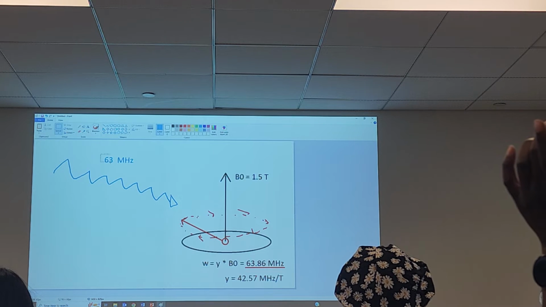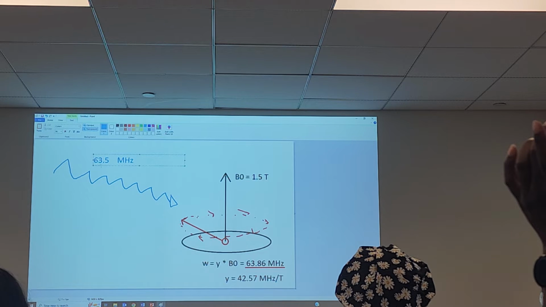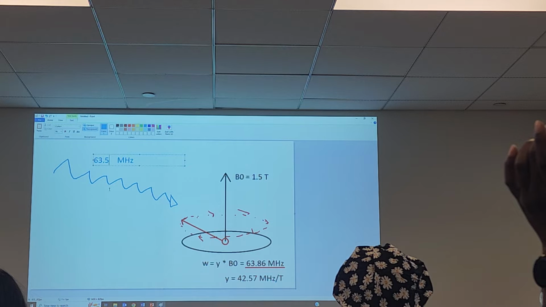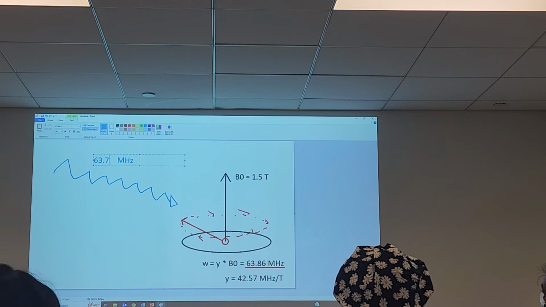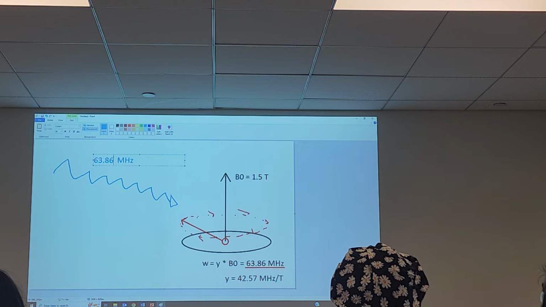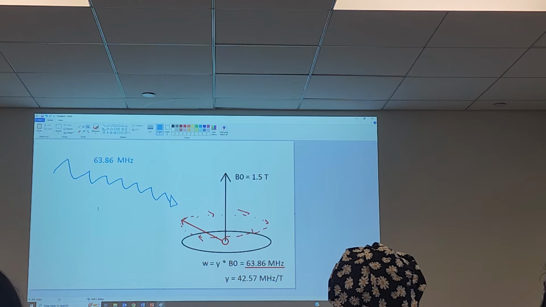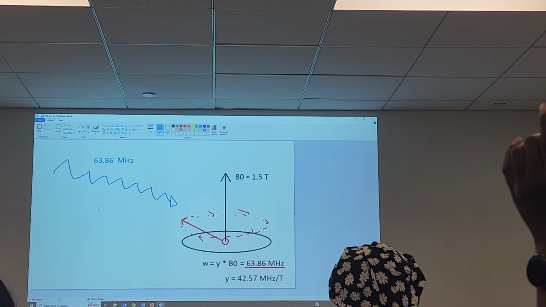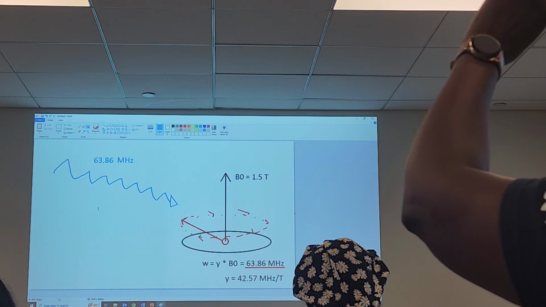What if I bump this up to 63.5 megahertz? No? No. 63.6 megahertz? 63.7 megahertz? No. 63.8 megahertz? No. 63.85 megahertz? No. 63.86? Yeah. It has to be the exact number. Right, so yes, it'll have to match exactly. The frequencies have to match exactly.